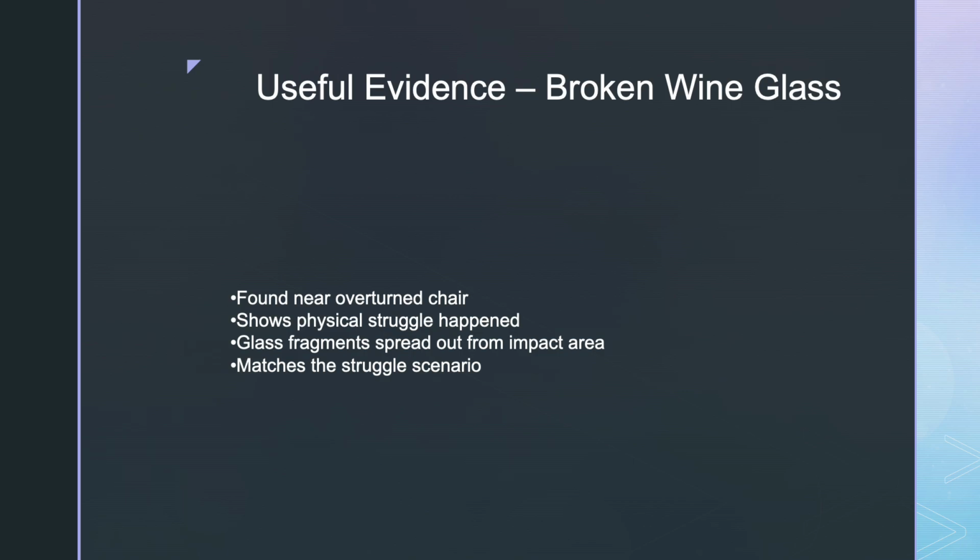Broken wine glass. A broken wine glass was found near the overturned chair. The fragments were scattered in a way that suggests a struggle took place. This spread of glass pieces supports the idea that the disturbance happened during a physical confrontation.